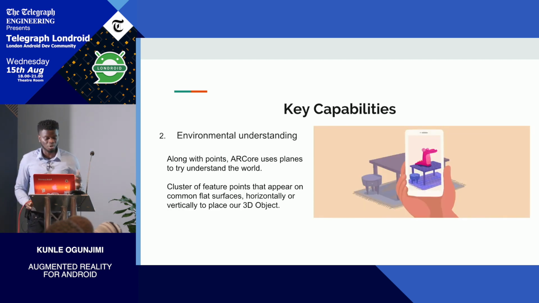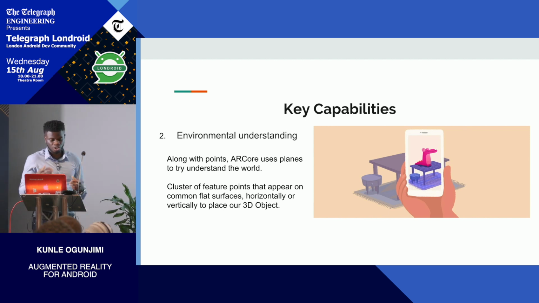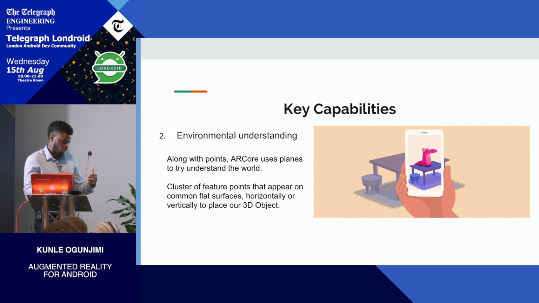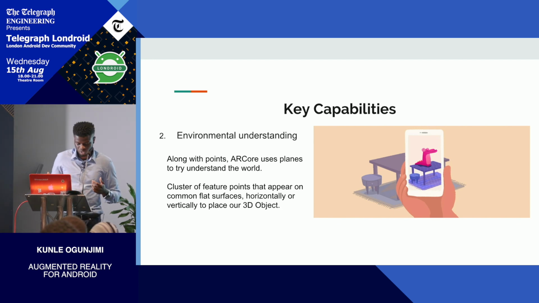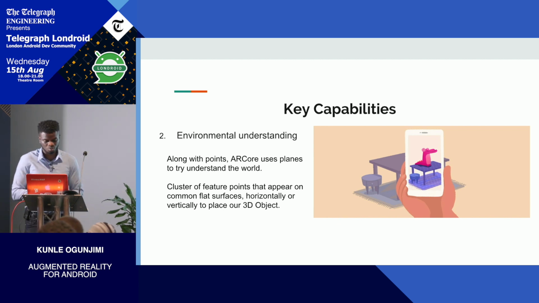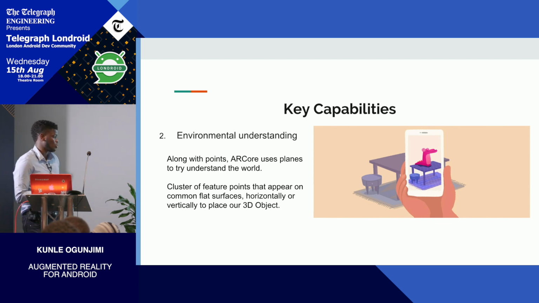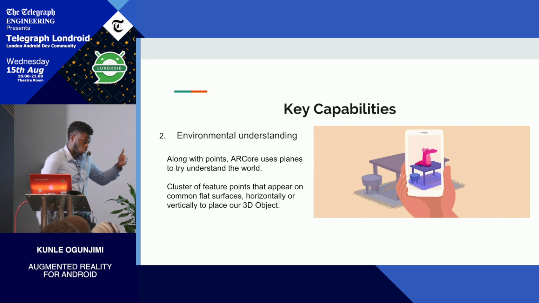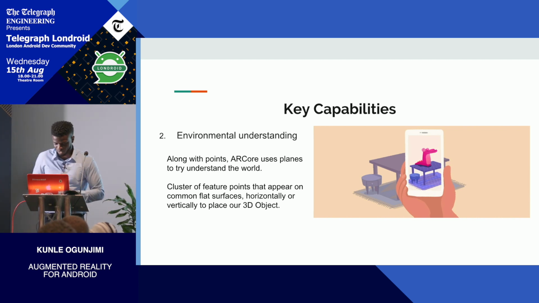Second is environmental understanding. While ARCore is using visual points to understand the world, it is also using planes to help understand the world. It uses a cluster of feature points that are common in flat surfaces like the floor, table, etc., to help place your 3D object there, horizontally or vertically. The one downside I did find was that if it's a white wall or a white floor, it finds it really hard to draw a plane on it. So it's still getting there.